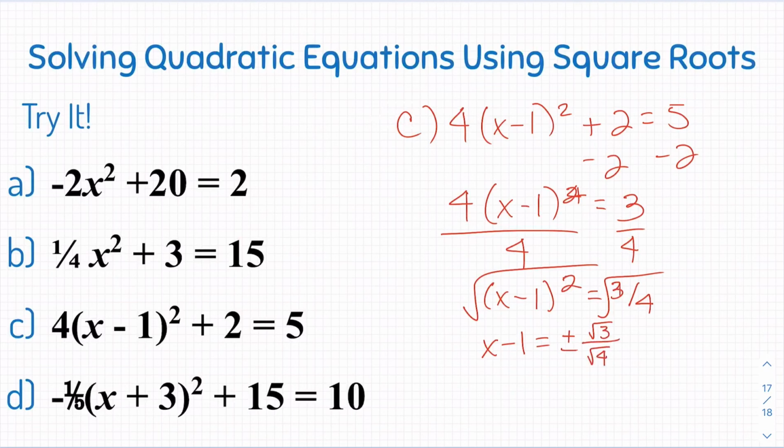But I know the square root. I don't know the square root of 3, but I know the square root of 4 is 2. So I break it down to this. And then when I add 1 to both sides, running out of room, I get x equals 1 plus or minus radical 3 over 2.